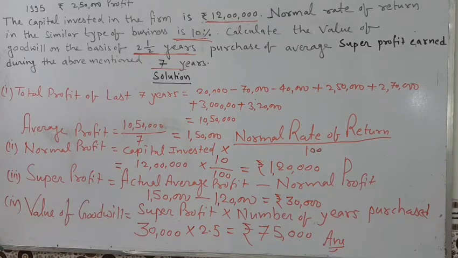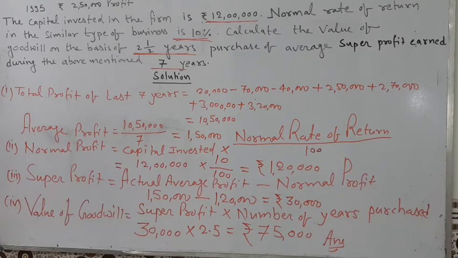Now in second, average profit. We know very well the formula of average profit. 10,50,000 divided by 7. Why divided by 7? Because total number of years is given as 7. Okay, that's why we have divided by 7. The 10,50,000 divided by 7 is 1,50,000.